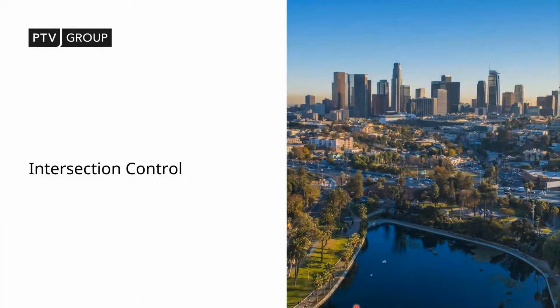For the last little bit today, what we're going to talk about is intersection control. So we're going to talk about what the different control types look like, how they operate, what kind of behaviors are associated with them, and so on and so forth.